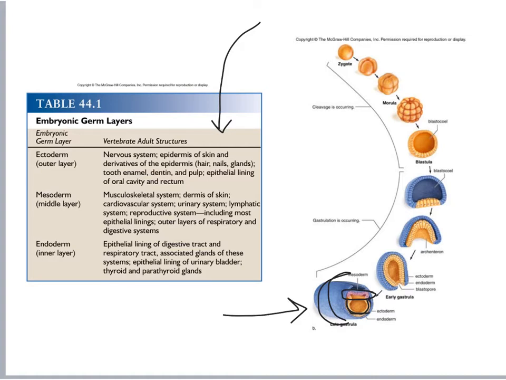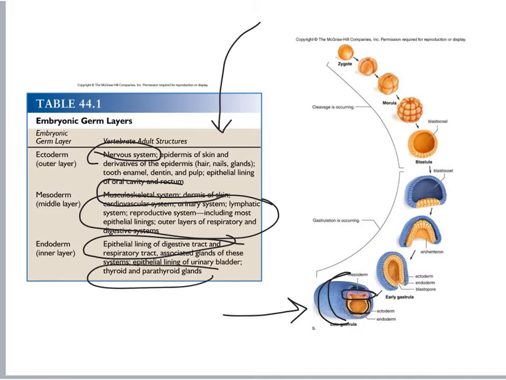For the rest of you, let me just point out a few key things, like the ectoderm becomes the nervous system, and some of the more outer layers like the epidermis of the skin, hair and nails, and tooth enamel. The mesoderm becomes primarily your muscles and your bones and most of your basic systems. And then the endoderm becomes most of the linings and some of the deep glands like your thyroid and parathyroid glands.